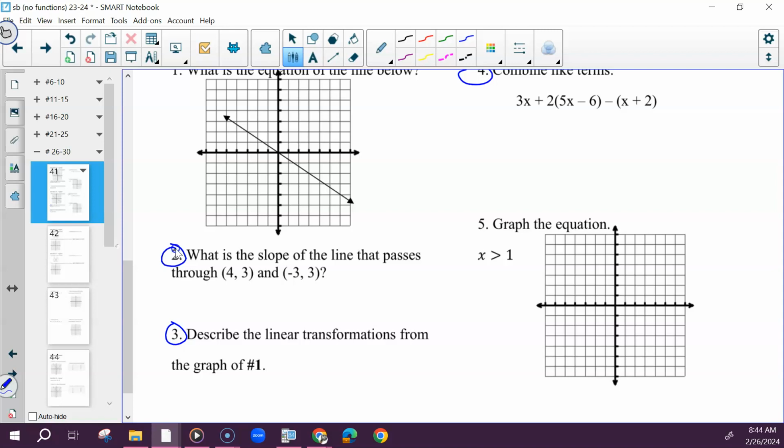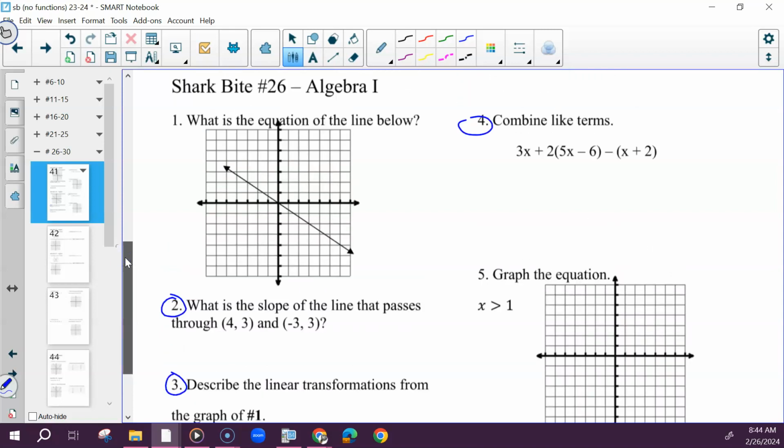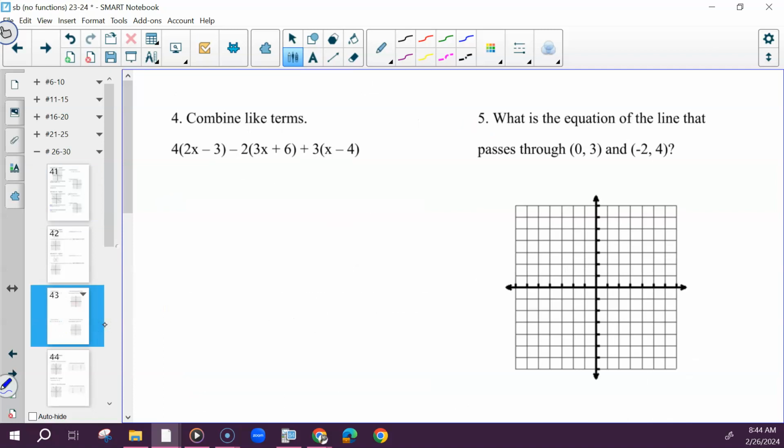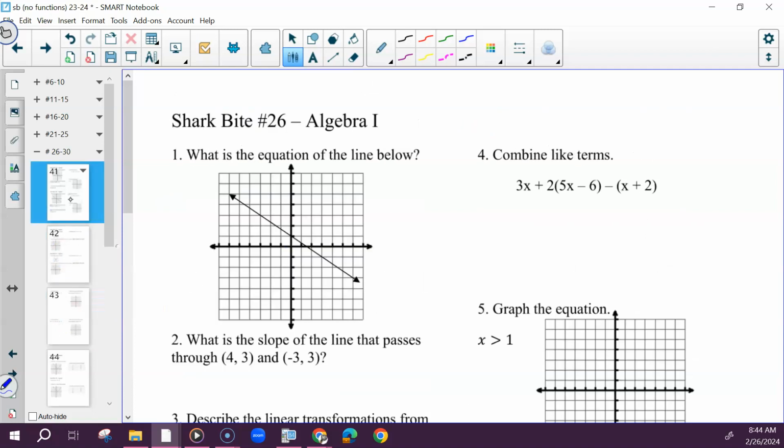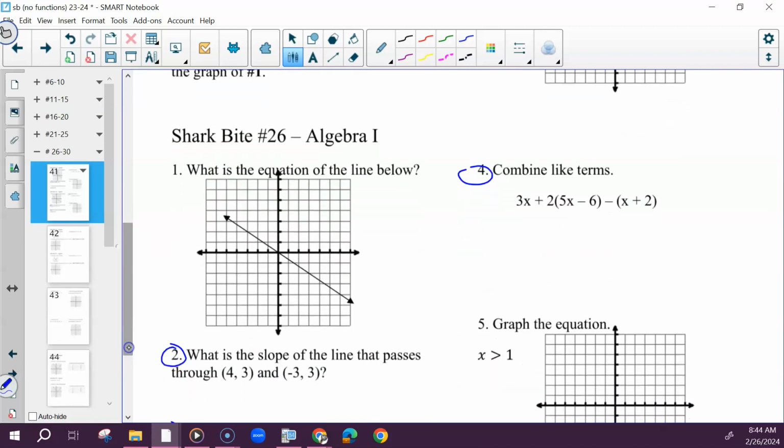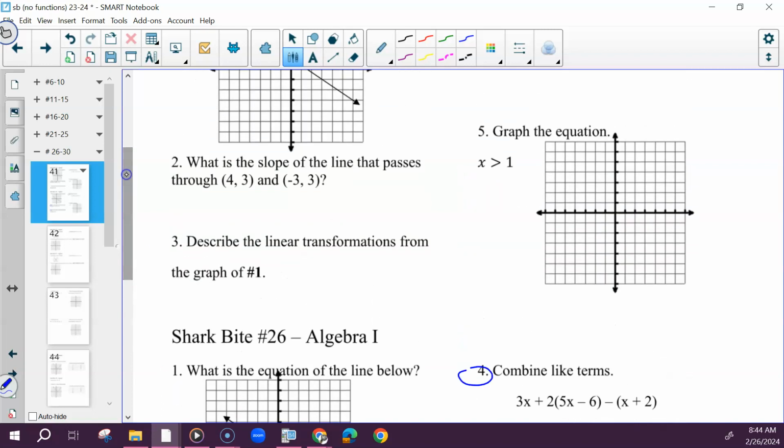Some of you got a number one that, when we get to number three, looks like this, where the y-intercept is at one, not zero, and some of you got a graph that looks like this, where the y-intercept is at zero. So we'll do number three for both, just in case you got a different graph. But number two can be done in Desmos.